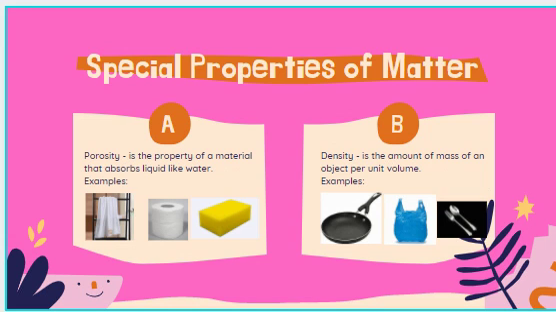Porosity is the property of materials that absorb liquid like water. Examples of these are towel, tissue paper, and sponge. While density is the amount of mass of an object per unit volume. The examples of these are pan, plastic bag, spoon, and fork.